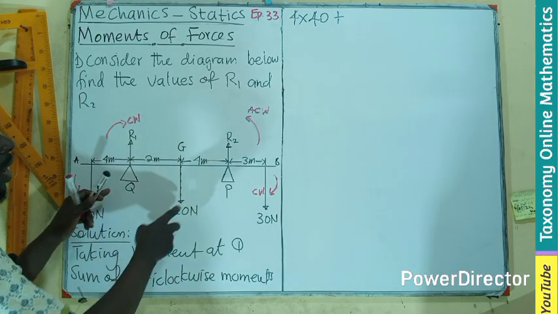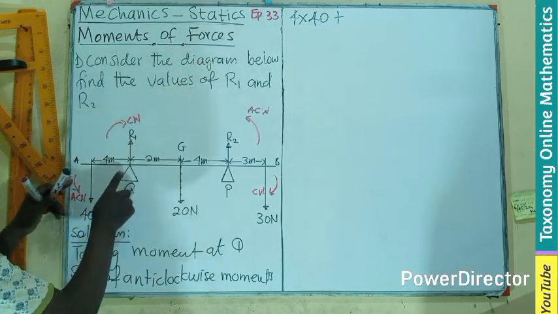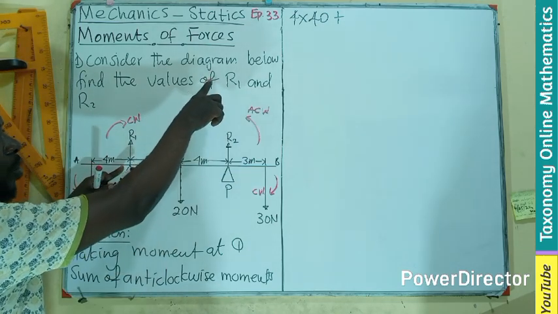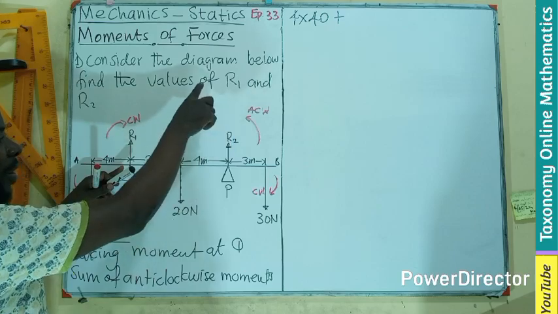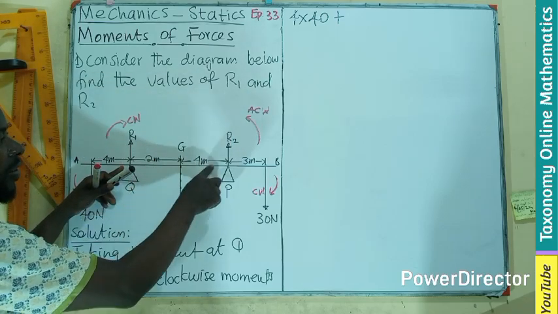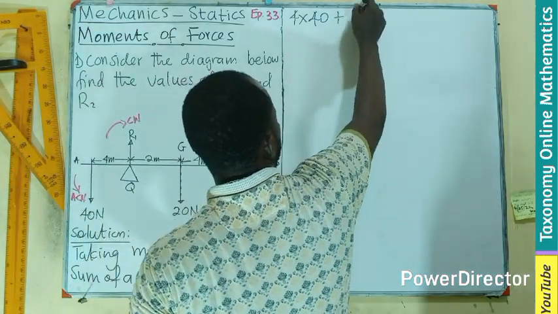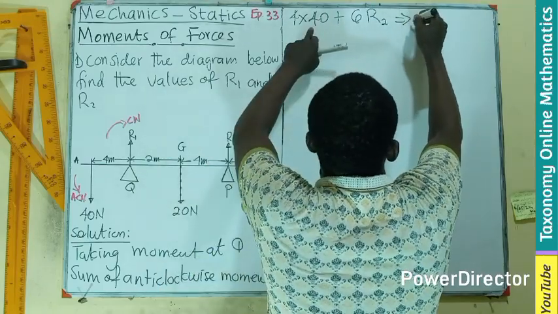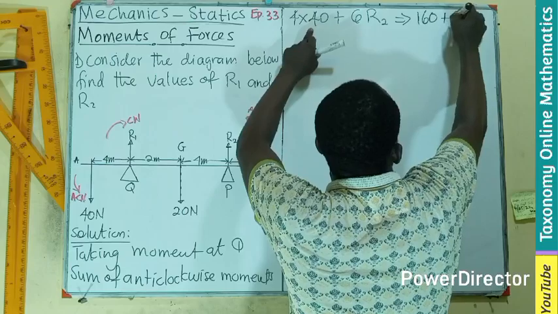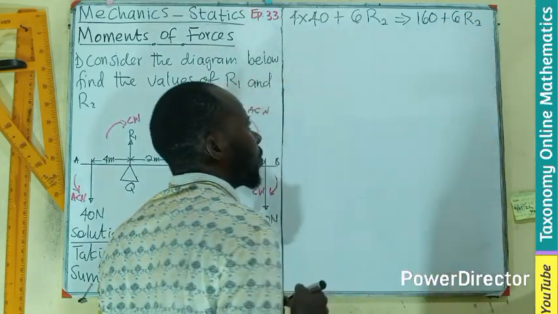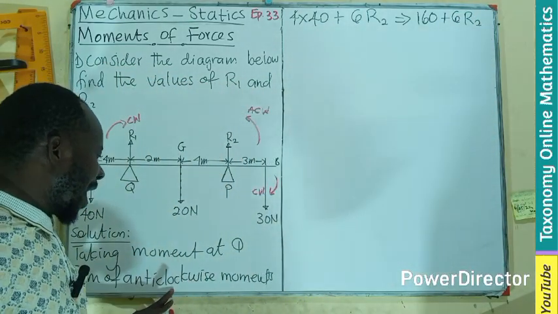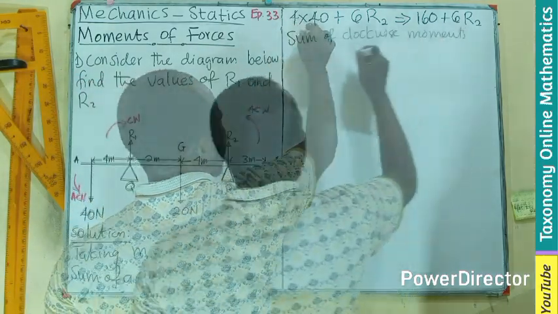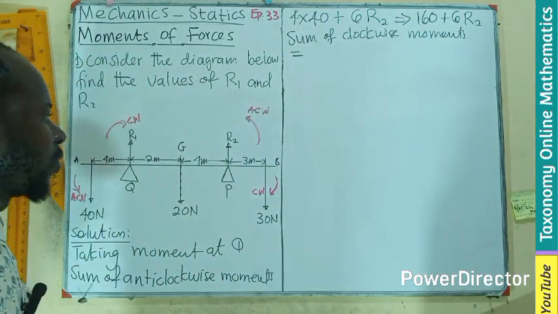Now we are looking out for anti-clockwise, coming all the way from the pivot. From here to the normal reaction, it goes up. From here, normal reaction. So 2 plus this, 6. 6 times what? R2. So I have 6R2, which will give us 160 plus 6R2. That is the sum of all the anti-clockwise movement. Then let's look at the second one, the sum of all the clockwise moments.